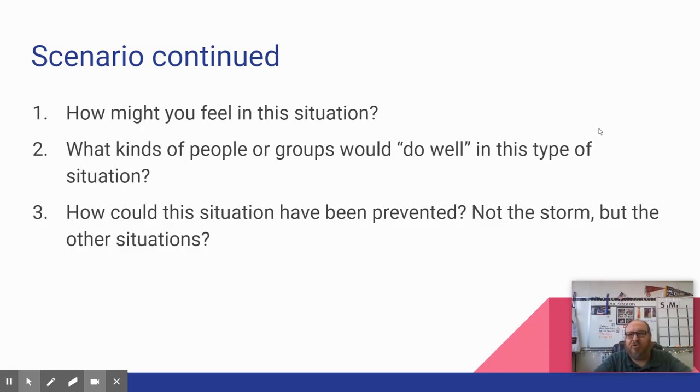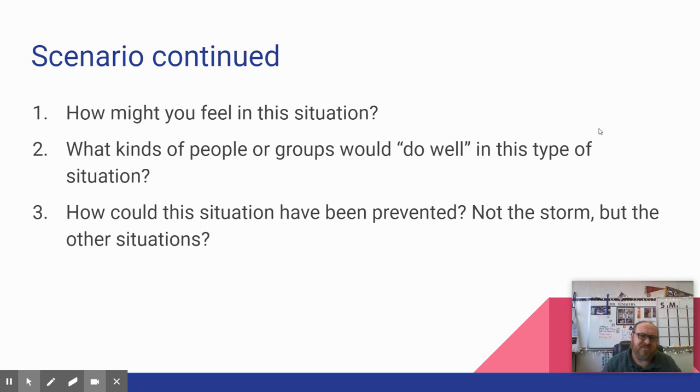What kinds of people or groups would do well in this kind of situation? Would people who are passive do well? Would people who are aggressive do well? Who's going to do best actually in this situation? And how could the situation have been prevented? Not the storm, we can't prevent the storm, but how could the loss of utilities, electricity, communications, water, food off of the shelves, the mobs roaming the town killing people, how could those things have been prevented? Think about that.